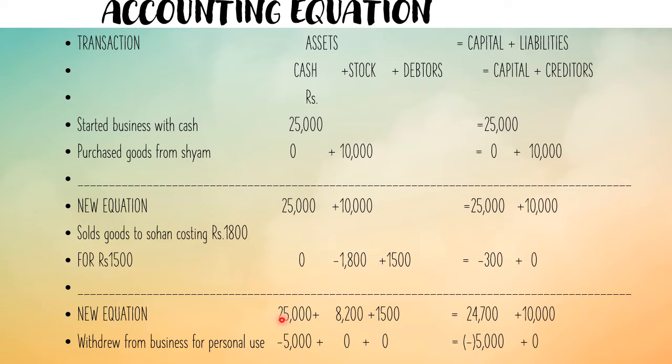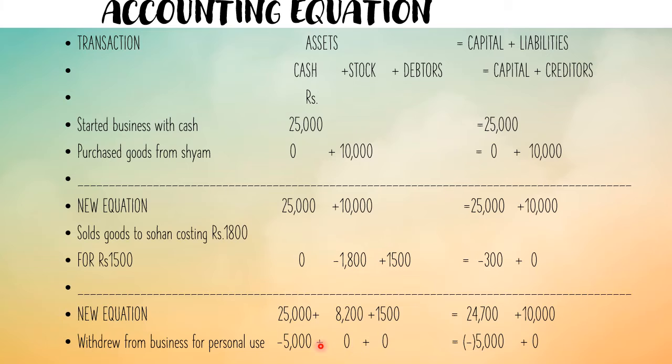So our accounting equation will be cash 25,000, stock we are having 8,200, we are having a debtor of 1,500, and capital 24,700 and creditors rupees 10,000.